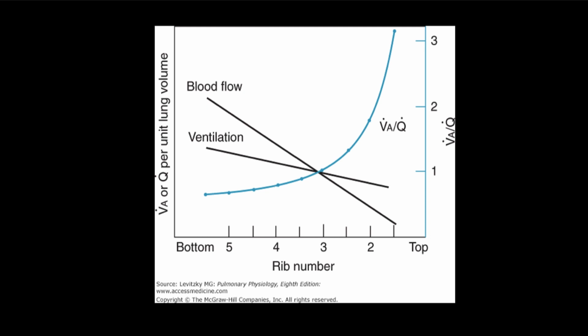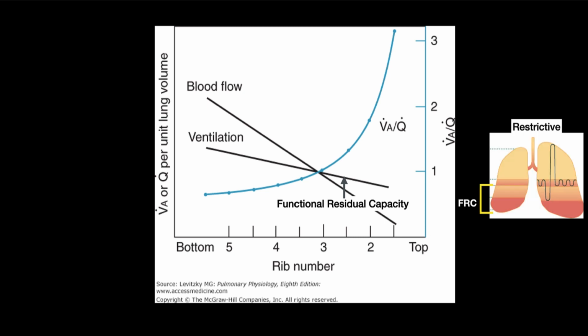When you get sick in other ways, you can get restrictive lung disease, and your functional residual capacity gets a little bit smaller because your lungs are smaller. This is also not good. Restrictive lung disease can happen in pneumonia, it can happen in ARDS, it can happen with scoliosis, it can happen with obesity.